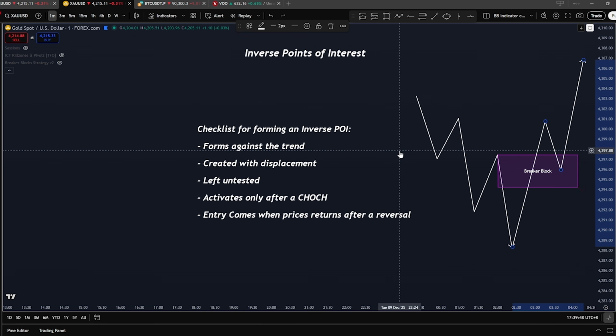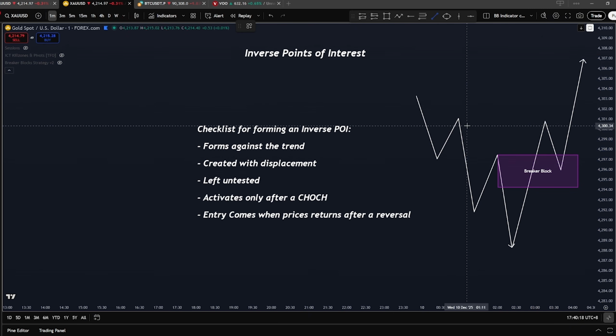Next thing, it activates only after a change of character. Now, this is extremely important. On streams, you do see me mark out inverse points of interest without a change of character. Those are more aggressive. If you want to use a high probability inverse point of interest, make sure that the reversal is already in play. And the strongest way to tell that the reversal is in play is by using a change of character.